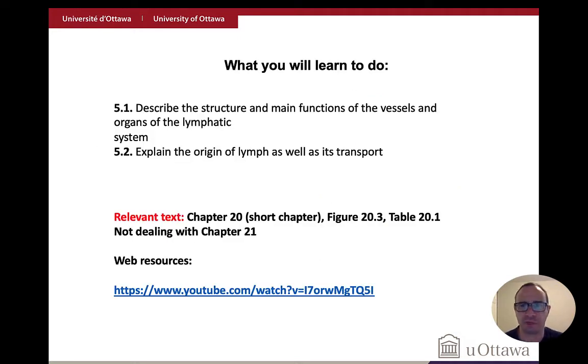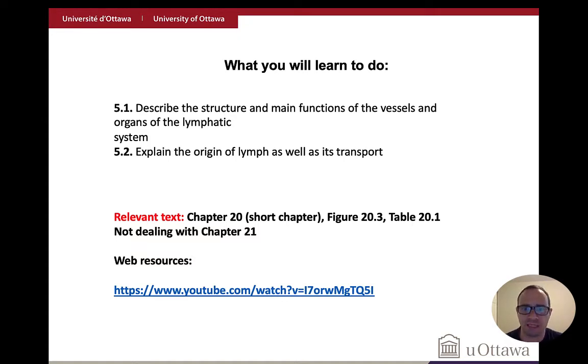So what are we going to learn to do today? This is, again, a departure from what we've been doing. We're just going to touch on the main aspects of the lymphatic system. There are people who study this for their entire lives, so we're just going to touch the surface here. It's all about the main concepts of structure and function, and looking at the component of the system referred to as lymph and how it's transported within the system.